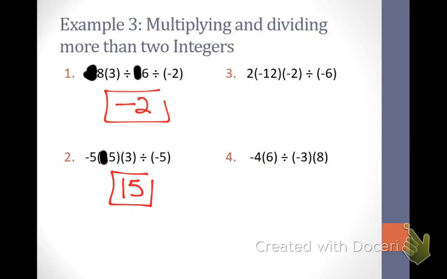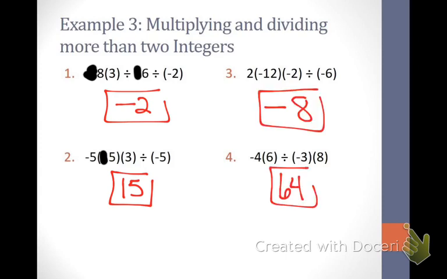2 times 12 is 24, times 2 is 48, divided by 6 is 8. And my answer is -8. Why? Yeah, because there's an odd number of negatives, so it's -8. Look at number 4. 4 times 6 is 24, divided by 3 is 8, times 8, not divided, is 64, positive 64. Number 3 was -8, number 4 was 64. Moving on to example 4.